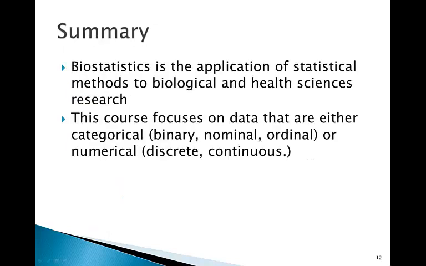So in summary, biostatistics is the application of statistical methods to biological and health sciences research. And for types of data, this course will focus mostly on data that is categorical or numerical.